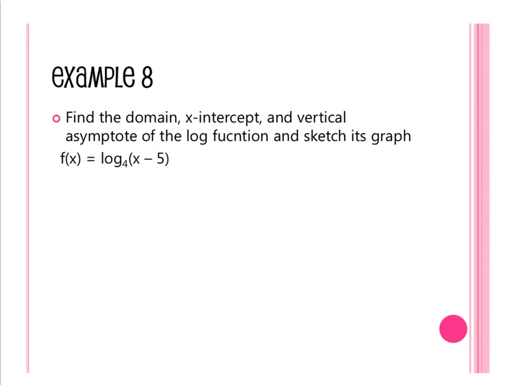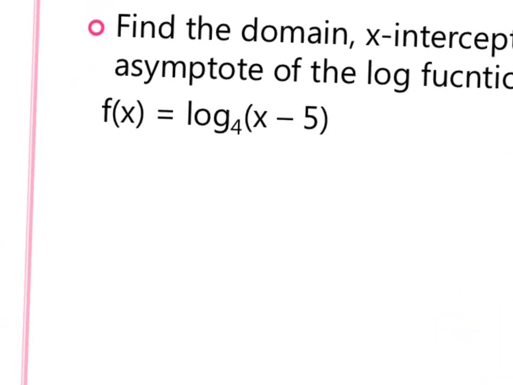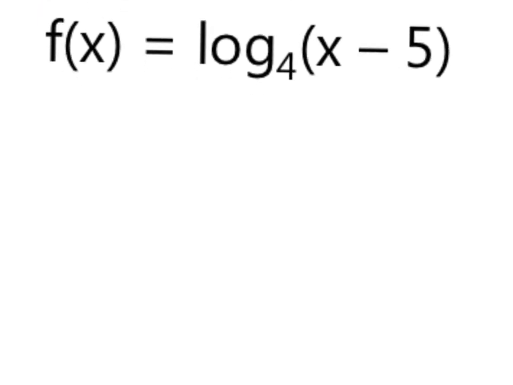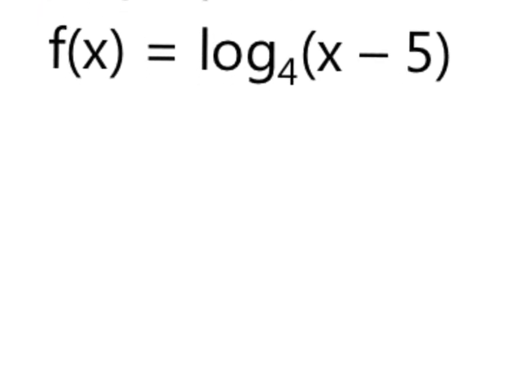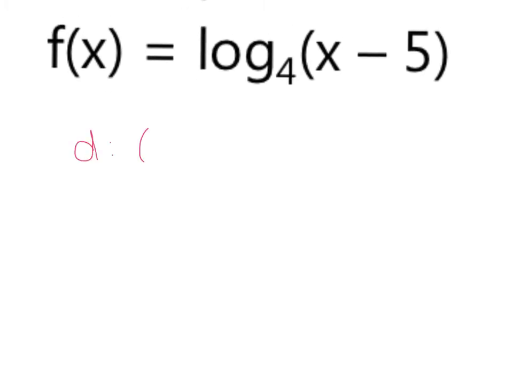Example here. Here we just want to find the domain, the x-intercept, and the vertical asymptote of the log, and we're going to sketch the graph. So let's go ahead and do that. Let's start with the domain. How is this graph moving? Adrian? Good, 5 to the right. Because it's 5 to the right, now we're considering values from 5 to positive infinity. So the domain is from 5 to positive infinity.